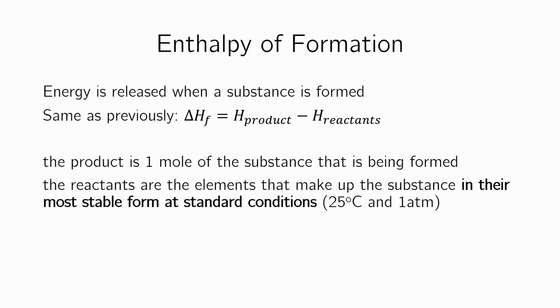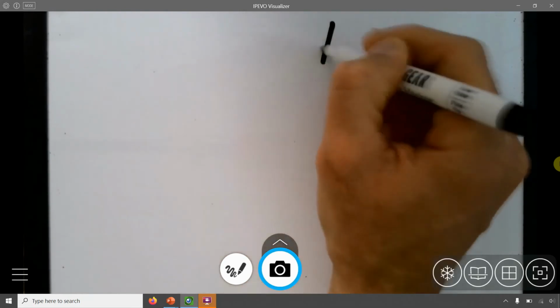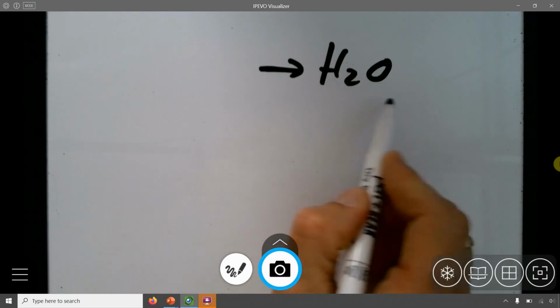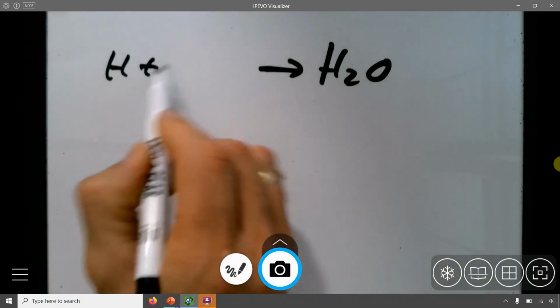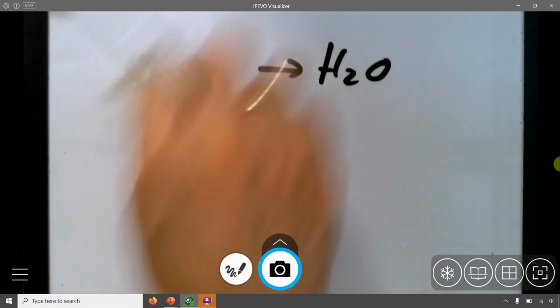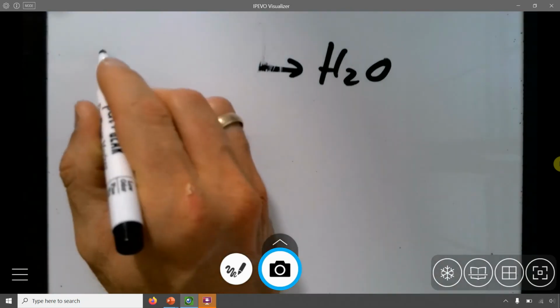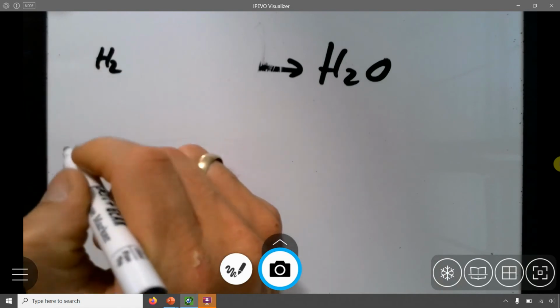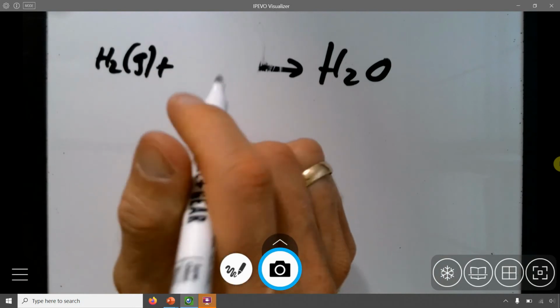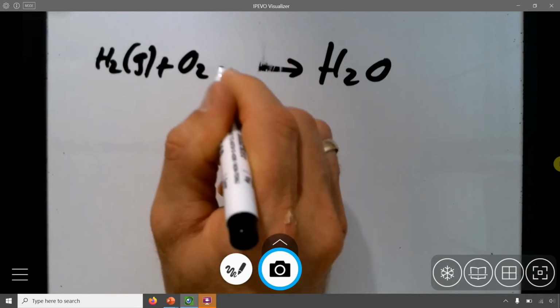If I want to know how much energy is going to be released when I form water, let's look here. I have water. How do I make water? I can make water from H and O. But I'm not just going to write H plus O. That's silly. I need to write the most stable form of H and the most stable form of O. At 25 degrees Celsius, the most stable form of H is H2 gas. And the most stable form of oxygen is going to be gaseous oxygen, O2.